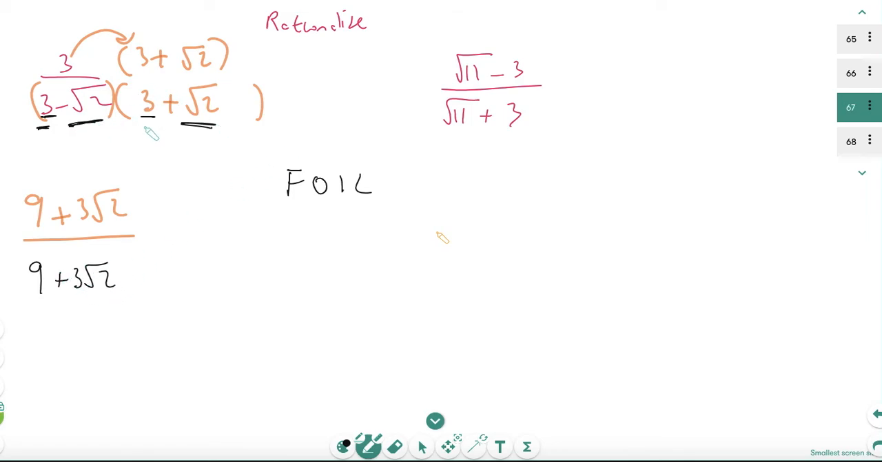Inner terms. 3 times negative root 2 is negative 3 root 2. And the last terms. Root 2 times root 2 is root 4. Negative and a positive, the negative overpowers it, so negative root 4.